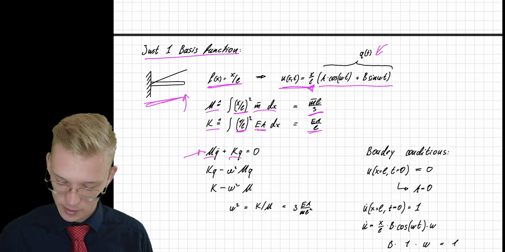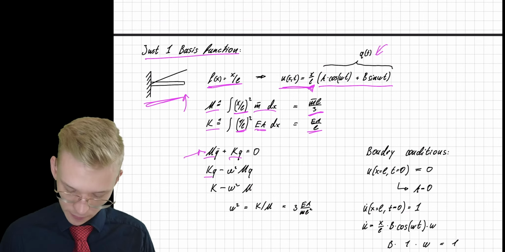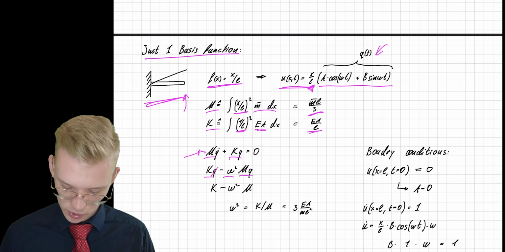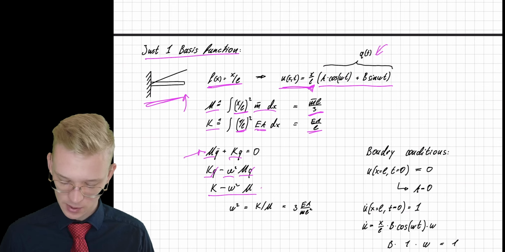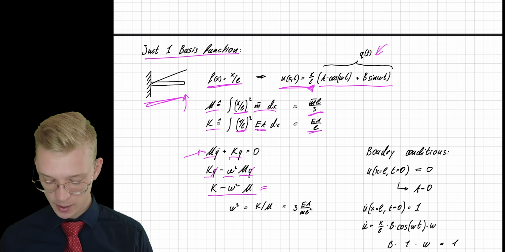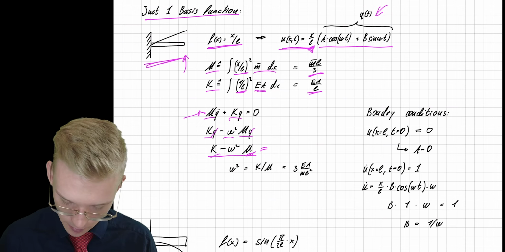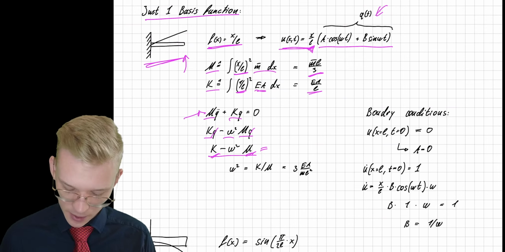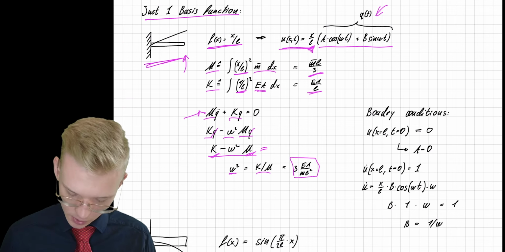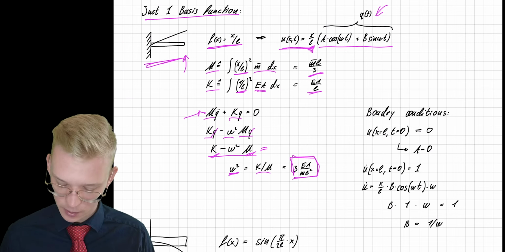But if we derive our function twice, we will get a minus omega squared, which means that we have kq minus omega squared times m times q. We can just remove the q, and we will be left with this solution. Normally, we would now do the determinant, but because we are just in one dimension, this is a scalar matrix, so we can simply divide k by m, and we will get this equation. So we know that omega squared is 3 times EA divided by mL squared.